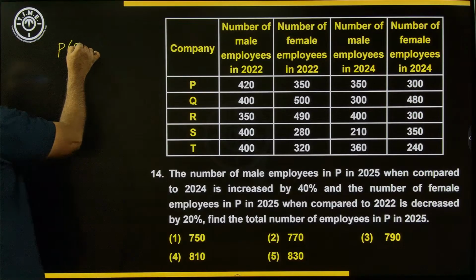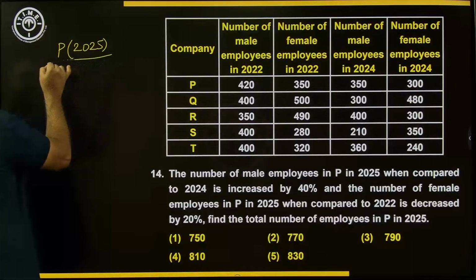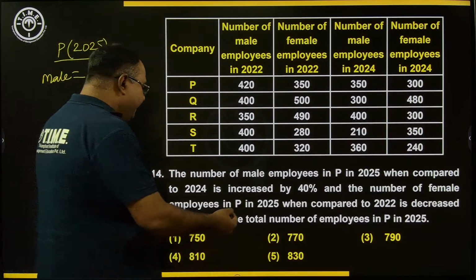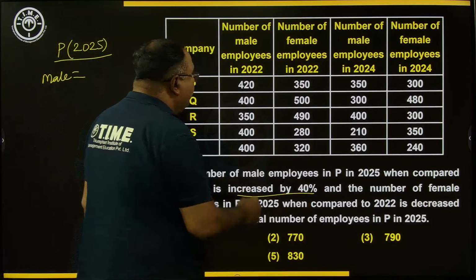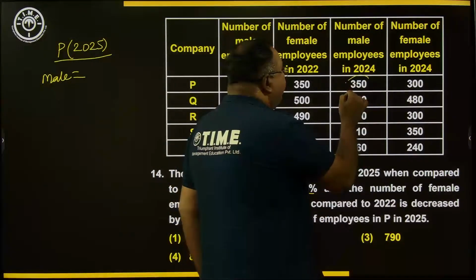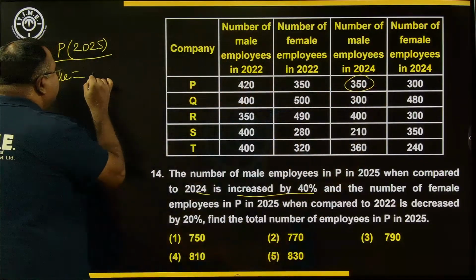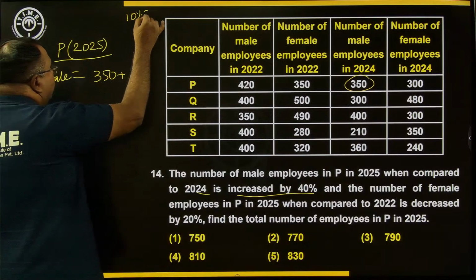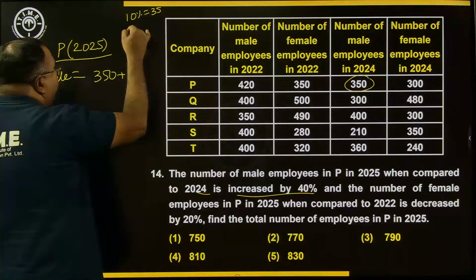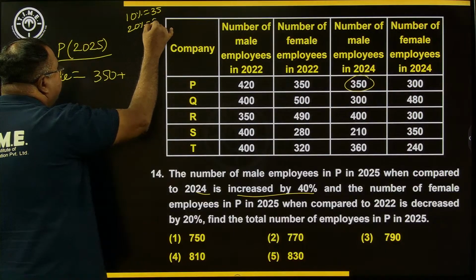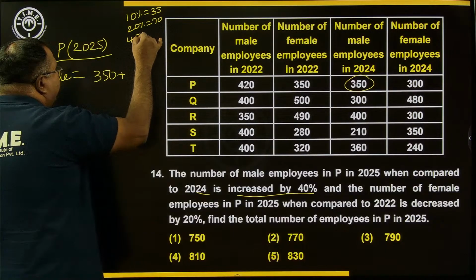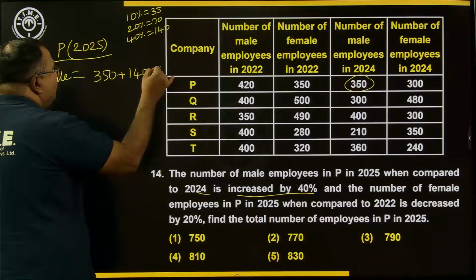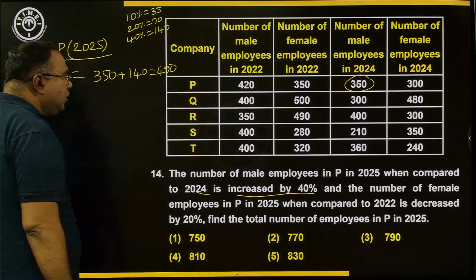So number of male employees in 2025, male employees increased by 40% when compared to 2024. P male employees is 350. So 40%, it has to be 350, 10% 35. 40% means you double this, 20% 70, 40% 140. 350 plus 140, 490. Okay.